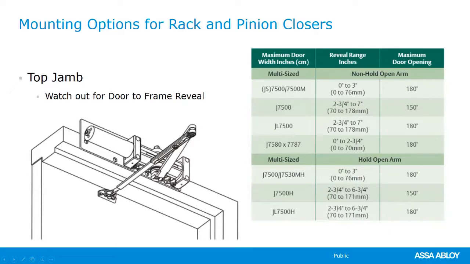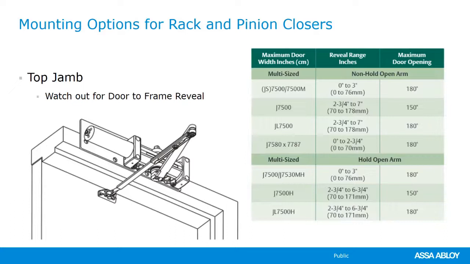And we have different arms, and this pretty much goes with every model that has top jam as an option. We're going to have several different arms depending on that reveal. So your standard arm, this is just a Norton 7500 as an example, will work a reveal from 0 to 3 inches. If you're beyond that, you need to go with the J arm, that's 2 3/4 all the way up to 7 inches. And we have some closers that have arms that'll go all the way up to like a 10-inch reveal or something.